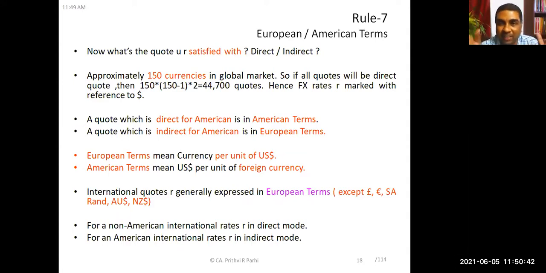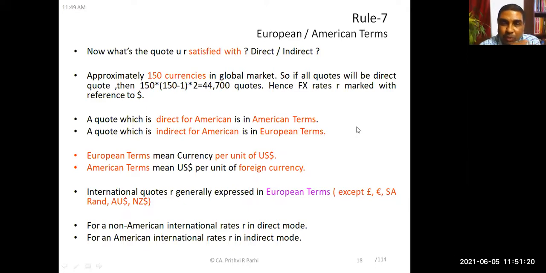To avoid that, what is the practice followed? We can classify the quotes into two terms, American term or European term. A quote which is direct for an American means home currency per foreign currency, so you are talking about dollar by something, like dollar by rupees, dollar by pound, dollar by yen, dollar by lira, dollar by rand. All these are examples of American terms.